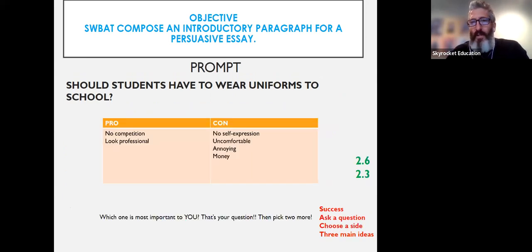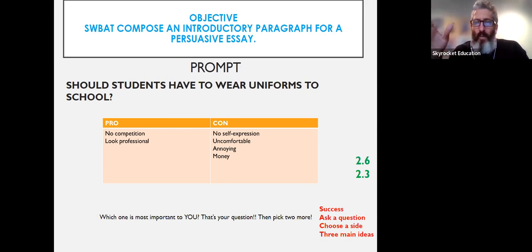And so I've given my exemplar, but now what I'm doing is an explicit model around what it looks like to create a pro and con chart. I would model this for kids and say, look, I started to do my think aloud on the last slide. Let me go deeper here. There's no competition if we all wear uniforms. Your shirt costs $300. Mine costs $3. I don't feel funny because we're not wearing those.